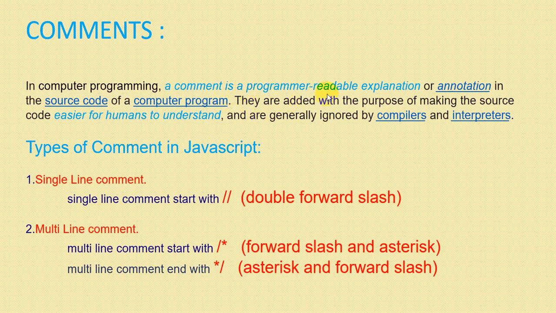A comment is a programmer readable explanation, meaning the comment can only be read by the programmer or the person who writes the code. Just try to understand there are two types. One is a single line comment, meaning you are writing a comment in one line, and if you are writing a comment in multiple lines, it is a multi-line comment. And the important thing, there is a double slash. See this one, double slash is used for a single line comment.